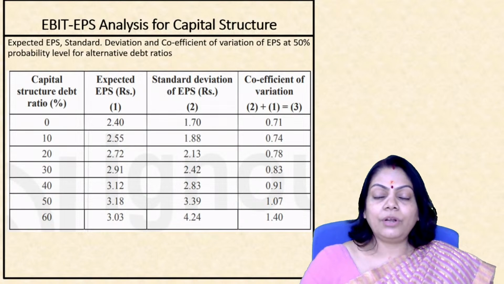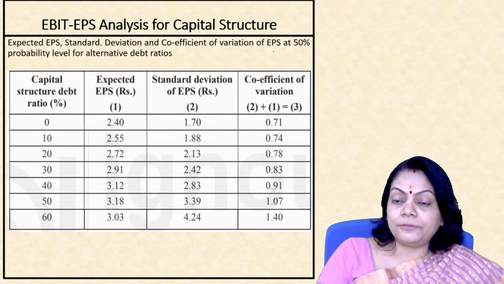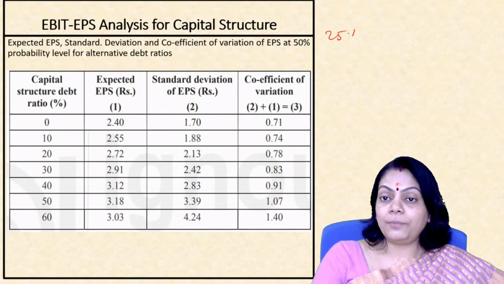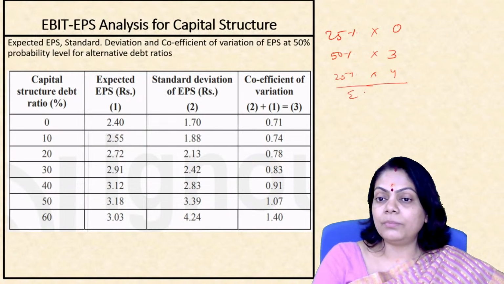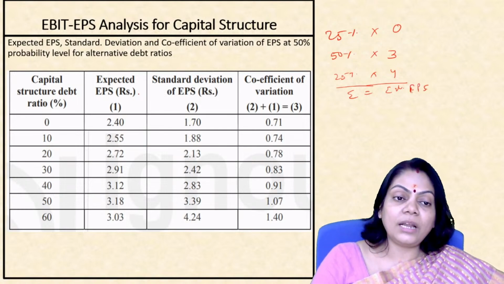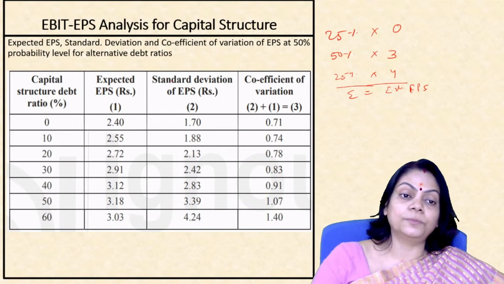How can you do that? Suppose you have a 25% probability that EPS will be 0, let us say a 50% probability that EPS will be 3, I'm just giving you hypothetical figures, and a 25% probability that EPS will be 4. So what you do is multiply each probability by its EPS, and the total sum gives me the expected EPS. So I have done that and put the values here. So these are my expected EPS values.